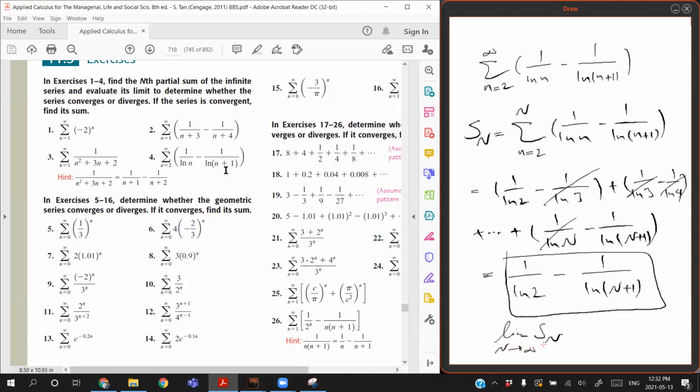And now, if I take the limit of Sn as n approaches infinity, you see this part here is going to be 0 because ln of infinity is infinity, and 1 over infinity is 0. So I get 1 over ln of 2. That means this series here is equal to 1 over ln of 2. It is convergent, and it converges to 1 over ln of 2.